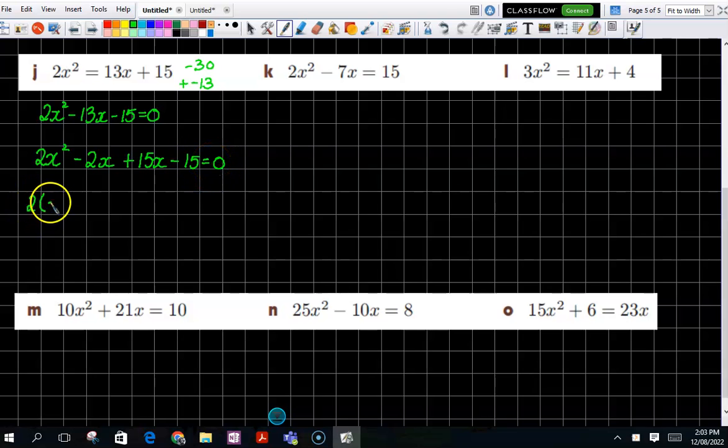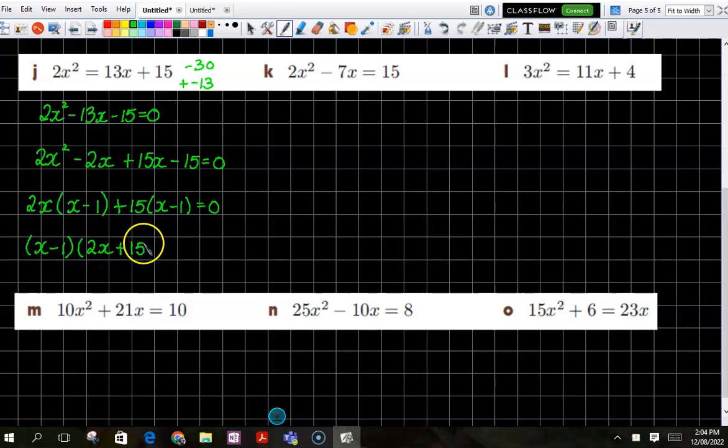Okay, got a common factor of 2, got a common factor of 2x. So that gives me x take 1 plus 15 x take 1. We know we're on the right track because we've got that common factor. Common factor means it's the same. x take 1, 2x plus 15. All right, therefore, x equals 1. x equals minus 15 over 2.